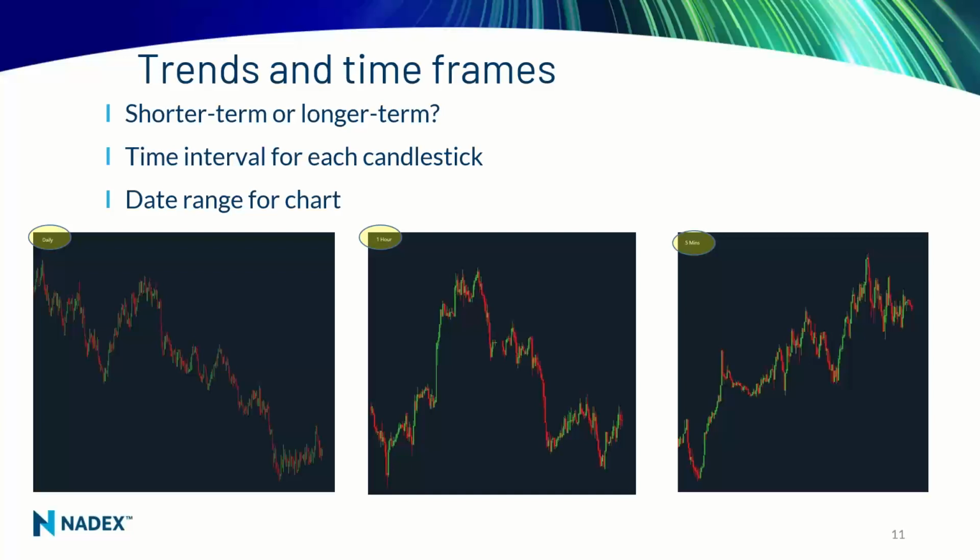I'll call it the date range so we're not so confused. Time interval for each candlestick: 1 minute, 5 minute, 15, 30, and I'll show you that. Or the date range of the chart. Do I want to be looking at the last couple hours, last couple days, last couple weeks? Okay, cool. Awesome. All right, so now moving on.